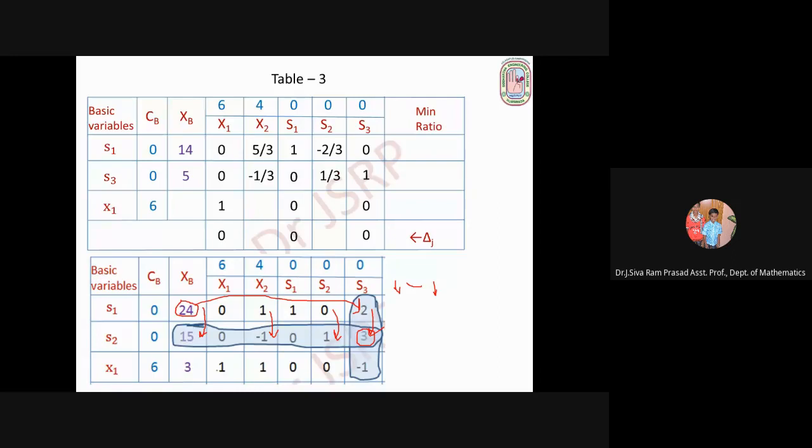Similarly, for the third row, the present value is 3. The pivot column element is minus 1, divided by the pivot element 3, into the corresponding pivot row element, 15.